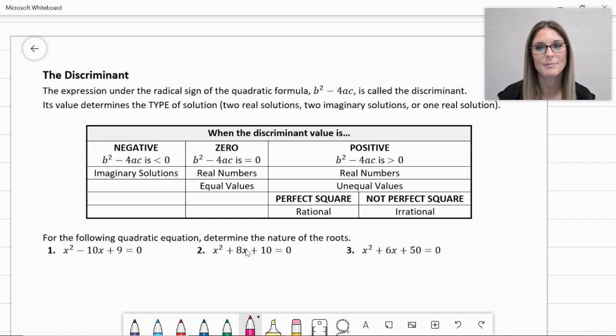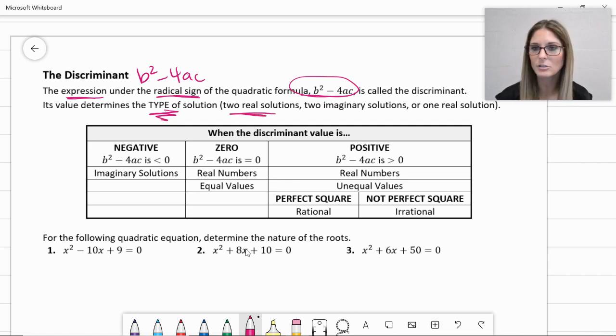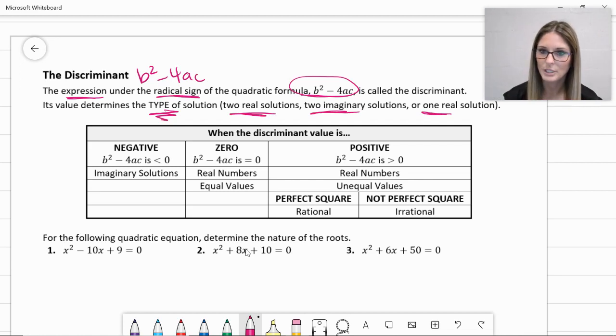So the discriminant, I'm not making you learn a new formula. It's just the expression under the radical sign in our quadratic formula. So just the b squared minus 4ac is the discriminant. Not a whole new formula, just the piece under the radical. When you plug that in, the number you get will tell you the type of solution that you have: 2 real solutions, 2 imaginary, or 1 real solution.